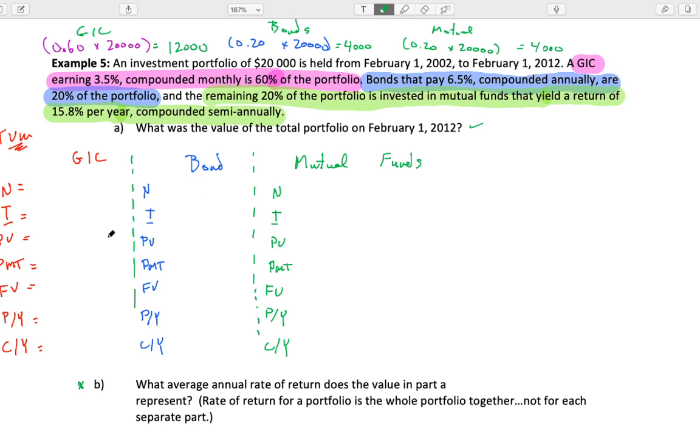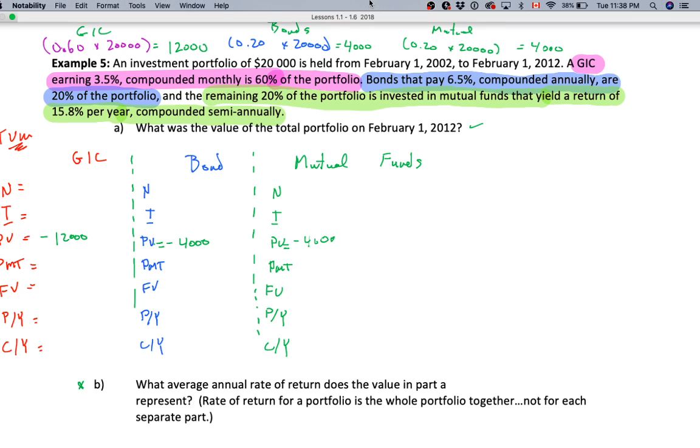So in each of these, the present value of my GIC is $12,000. My present value of my bonds is $4,000. My present value of my mutual funds is also $4,000. Now, it is negative $4,000 simply because it's money flowing away. So why don't you fill in the rest of this table and let us see where we stand in a little bit. So press pause, let us do that.